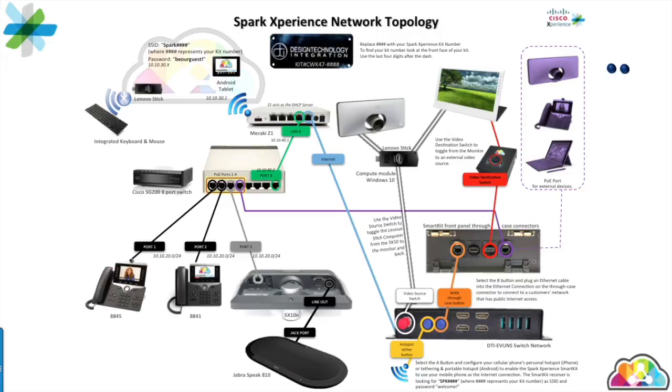So within your Spark Xperience kit, we have provided a laminated guide. This guide is the network topology. It's a dual-sided, or two-sided, guide, and one side gives you this diagram, which is a great overview of your kit, all of the IP addresses and usernames and things of that nature that you would require to administrate the kit, or just have a reference to understand the connectivity within the kit.